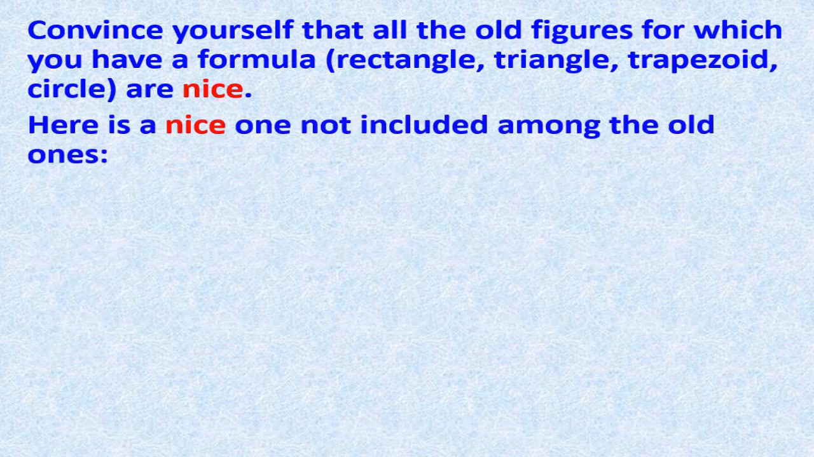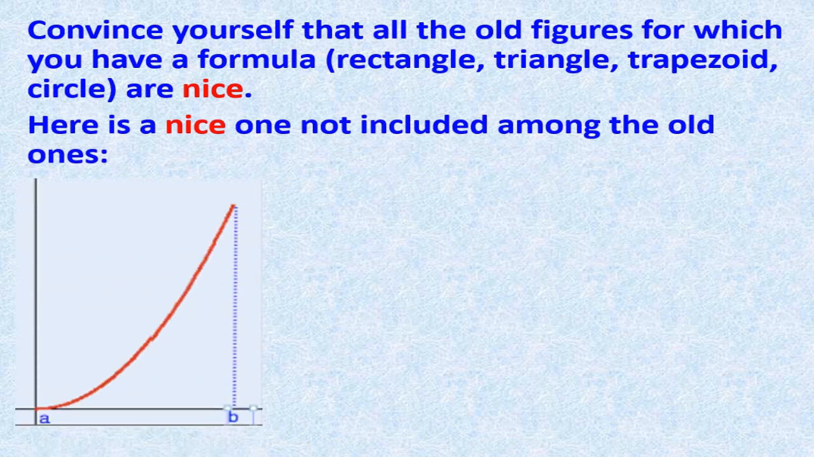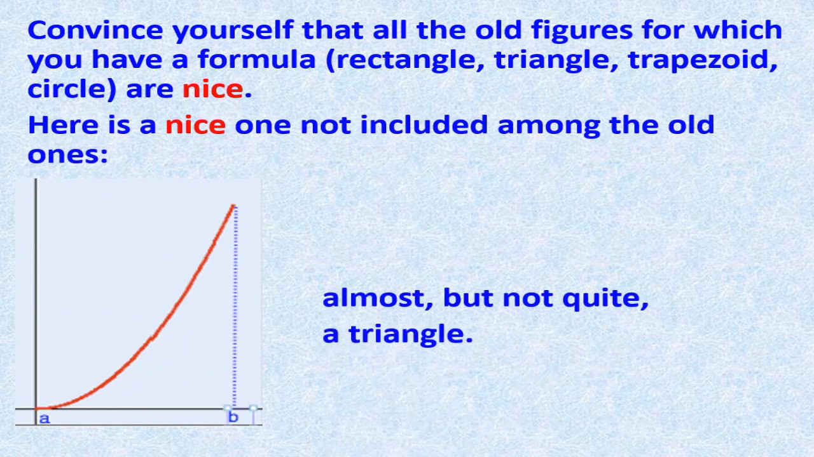Okay? Here is a nice one not included among the old ones. So, this is it. What do you think? Is it possible? Yes, this is almost but not quite a triangle. So, this is the method of Riemann. How do we get the area of this curve? This is f of x equals x squared or f of x equals x cubed. Let us see what graph this is.